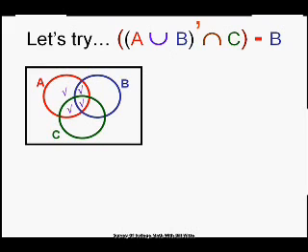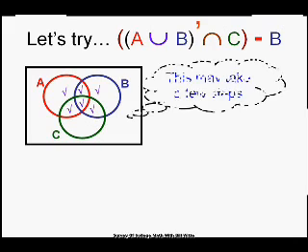Okay, that's everything that's in A. Now let's add everything that's in B. But the things that are in A, I don't want to do twice. Okay, there we go. That's A unioned with B. I've got to get the rest of this.